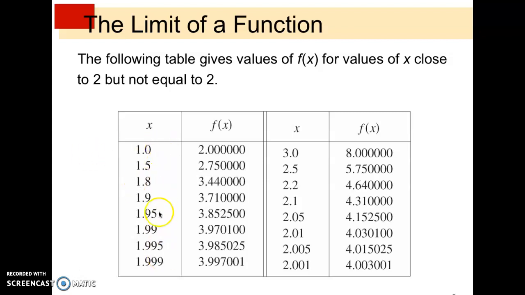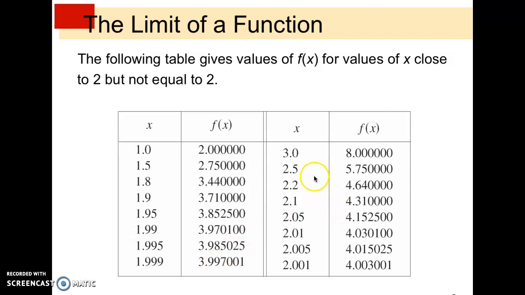If we look at this side of the table, we see that our input values are on the left side of 2. In other words, at x equals 1, at x equals 1.5, 1.8, 1.9, 1.95, and so forth. Notice we're getting closer and closer to 2 from the left-hand side of 2 on the number line, yet not quite reaching 2. And this column of values shows us the output of the function. As the input gets closer to 2 from the left, what happens to the output of the function? We notice it looks like it is getting closer and closer to an output of 4.